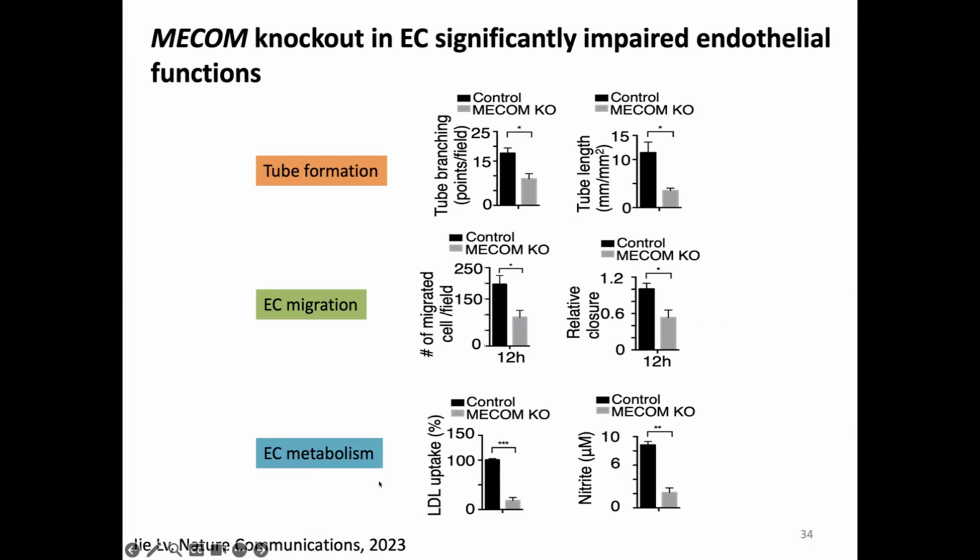And also the typical metabolic functions of endothelial cells, such as the uptake of LDL and the production of nitric oxide, are both impaired by the knockout of the MECON gene. So this data all suggests that MECON is important to protect the endothelial identity and maintain the endothelial lineage.